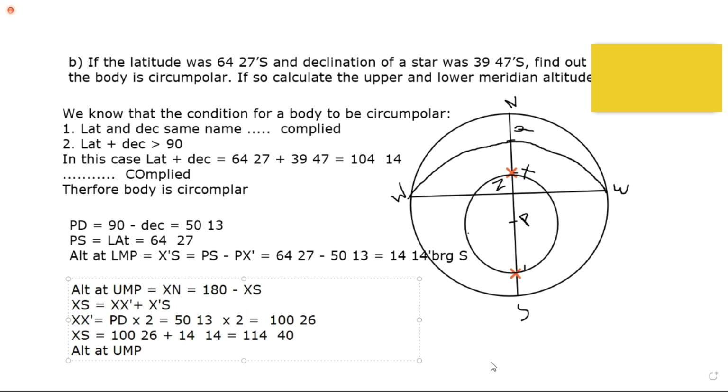Altitude at UMP is equal to 180 minus XS. XS is already calculated, 114 degrees 40 minutes, so 65 degrees, bearing north. That is all.